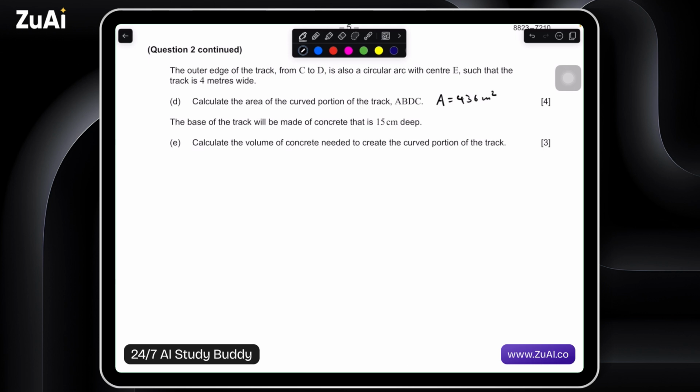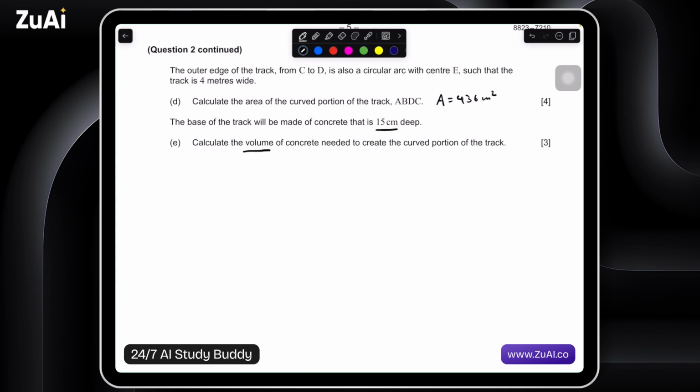Alright, last part of this question. The base of the track will be made out of concrete that is 15 centimeters deep. Calculate the volume of concrete needed to create the curved portion of the track. So we want to find the volume, and it's going to be 15 centimeters deep. And let's see, why is it a 3-mark question?